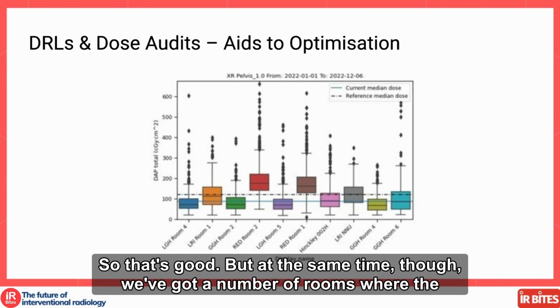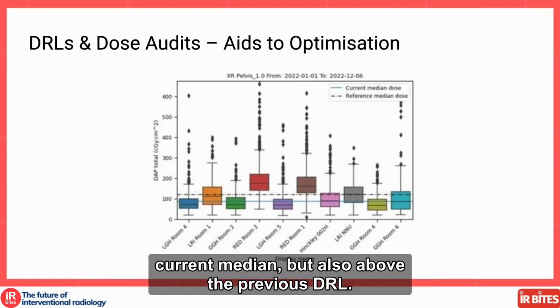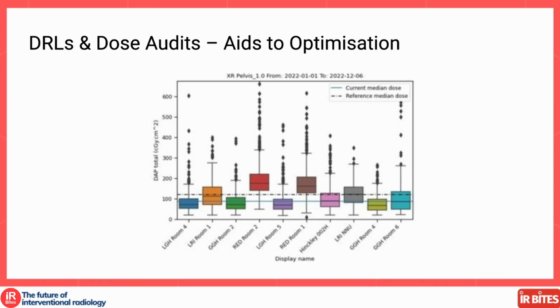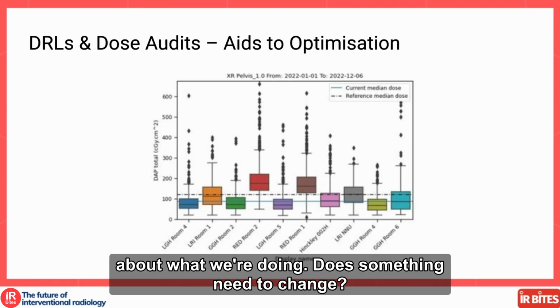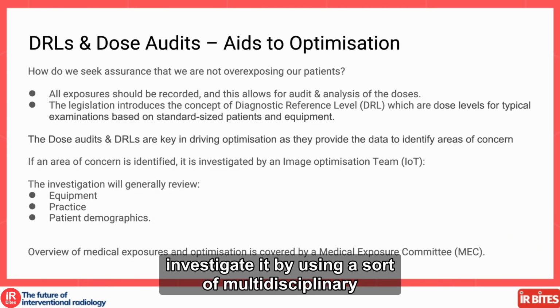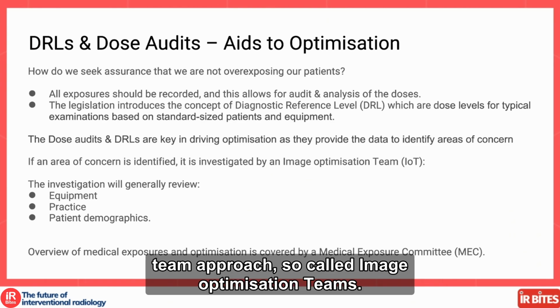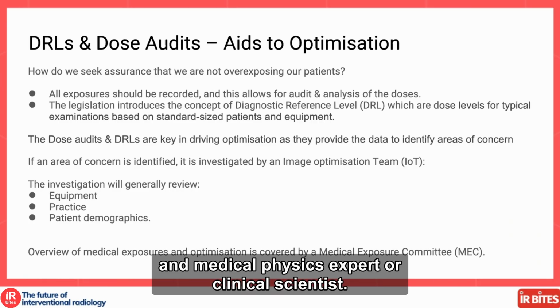So that's good. But at the same time, we've got a number of rooms where the doses are above, not just above the current median, but also above the previous DRL. And so this indicates, oh, what's going on there? We need to think about what we're doing. Does something need to change? And so if an area of concern is identified, we have to investigate it, and we investigate it by using a multidisciplinary team approach, so-called image optimization teams. And that's generally a radiographer, a radiologist, and a medical physics expert or clinical scientist.